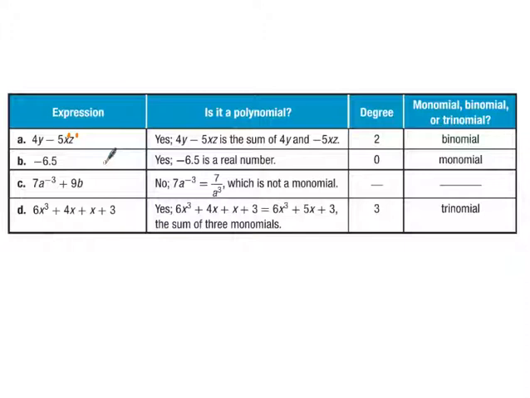6x cubed plus 4x plus x plus 3 is a polynomial. It's actually the sum of 3. Why is it the sum of 3 when I count 4? Yeah, you can combine these right here and you get 5x. Degree 3. Why is it a degree 3? Because x is cubed, and it's a trinomial.